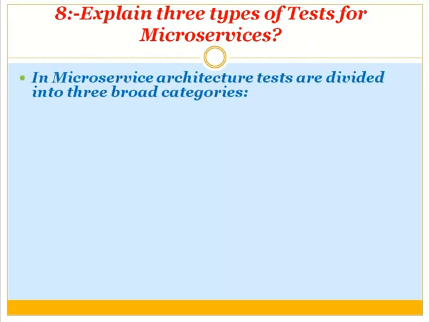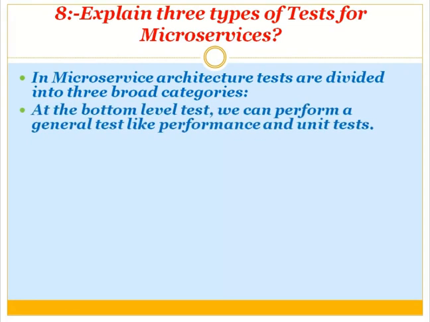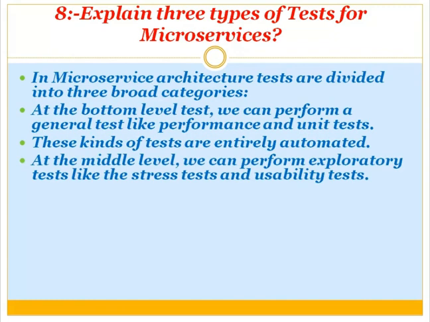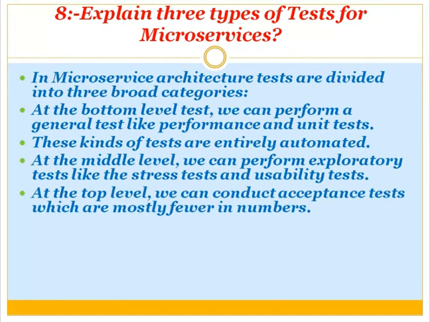Explain three types of tests for microservices. In microservice architecture, tests are divided into three broad categories: bottom level, middle level, and top level. At the bottom level, we can perform general tests like performance tests and unit tests. These tests are entirely automated.